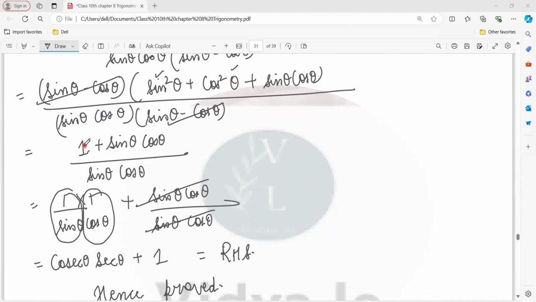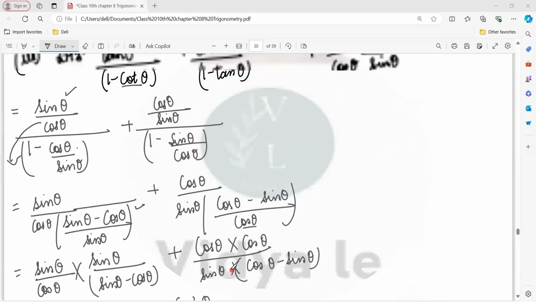Now we'll break it up. So 1 upon sine theta into cos theta plus sine theta cos theta upon sine theta into cos theta. Now 1 upon sine is cosecant and 1 upon cos is secant. Similarly here, sine theta cos theta upon sine theta cos theta will cancel out, and we got cosecant theta into secant theta plus 1, which is equal to the right hand side. Hence proved, right?